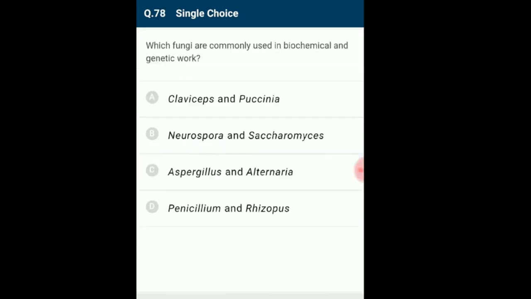Question number 78. Which fungi are commonly used in biochemical and genetic work? Neurospora is an ascomycete fungus commonly known as the Drosophila of the plant kingdom. It is extensively used in biochemical and genetic work. Beadle and Tatum proposed the one gene one enzyme hypothesis by working on Neurospora. Saccharomyces species, yeast, has been used extensively in genetic engineering. The Recombivax HB vaccine has been produced using transgenic yeast. So the answer is option B, Neurospora and Saccharomyces.